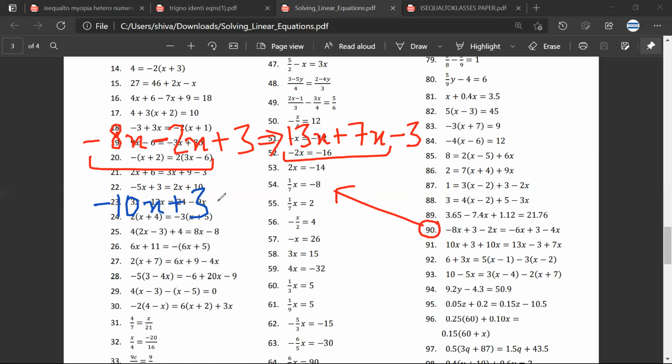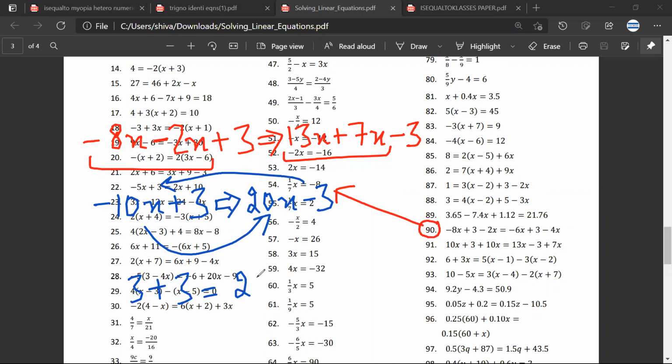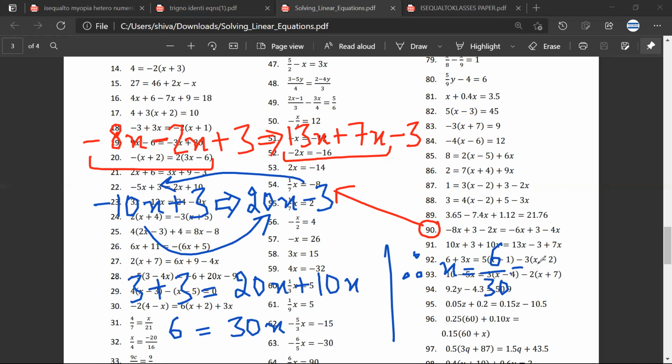So I'm just solving the left hand side and right hand side first, and then I will start changing their positions. So 13x plus 7x would be equal to 20x. So I have done this. Now, Sarthak, what should I do? We can bring 10x to the right hand side and minus 3 will go to the left hand side. So 6 equals 30x. Then x equals 6 divided by 30, 1 upon 5. Shabash. Very nice.